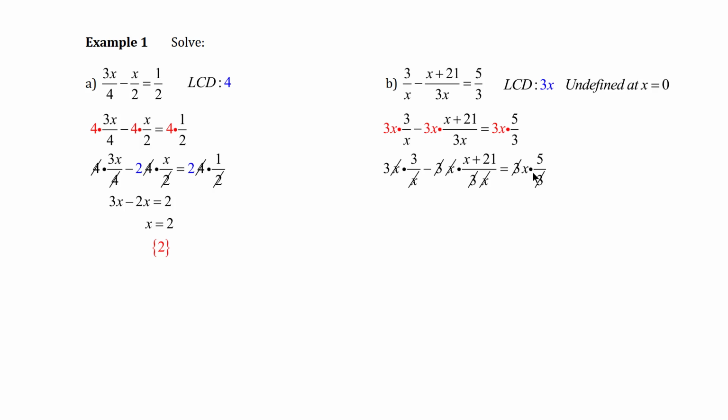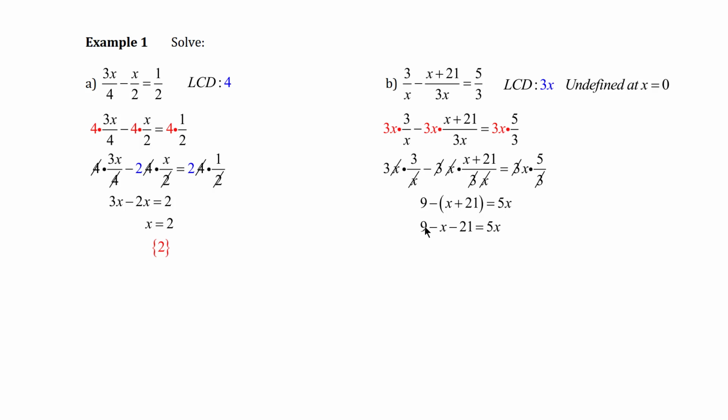Next, we have 3x times 5 over 3. The 3's will cancel out. We have x times 5, which is 5x. The result is 9 minus parentheses x plus 21 equals 5x. Next, we distribute the negative inside the parentheses to the x and the plus 21, and then we also bring down the other terms. The result is 9 minus x minus 21 equals 5x.